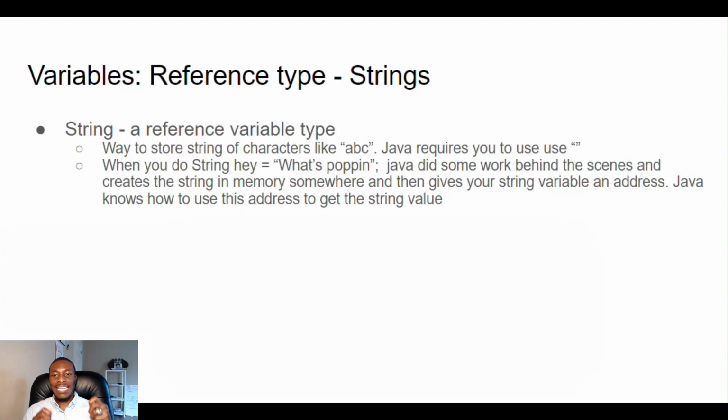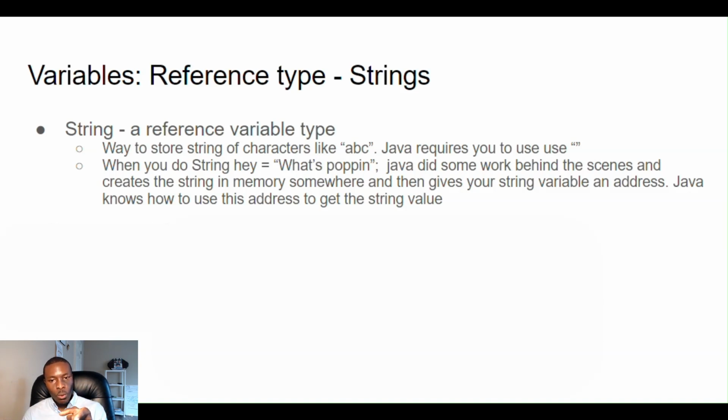All right, now let's look at an actual reference type variable that we're going to be using. And we've actually been using it in some of our previous examples of code. And those are strings. A string is a variable type that allows us to store basically a string of characters. Typically, when we think of strings, we think about words, but a word is really a string of characters.